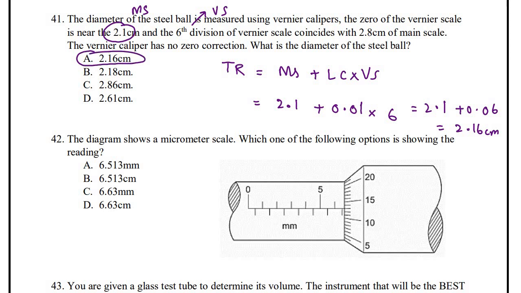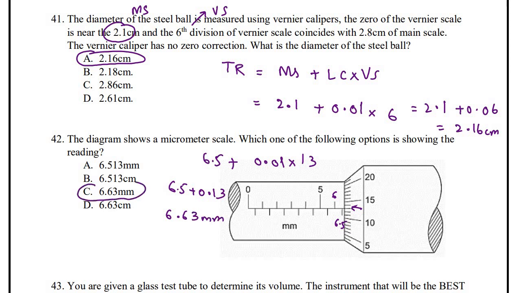Then we have a screw gauge and we have to find the total reading. So the main scale reading is 6.5 and the least count is 0.01 millimeters multiplied by 13. That is the circular scale reading. This is the 13th division. So 6.5 plus 0.13. So the total reading will become 6.63 millimeters. So option C is the right answer.